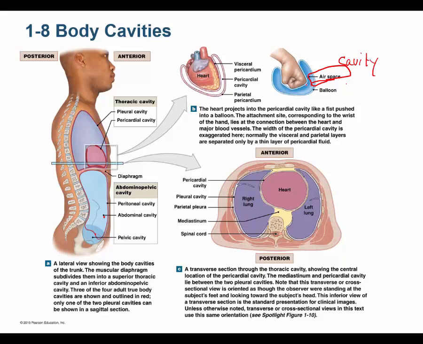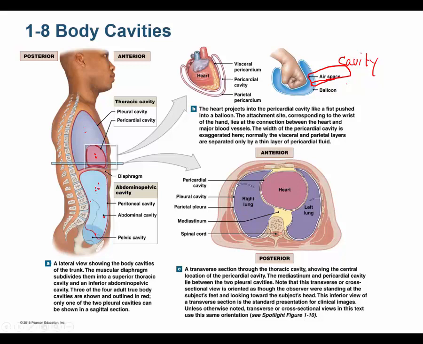Now, the fist is not really in the balloon. It's not really in the cavity. But the cavity certainly surrounds the fist. Likewise, my lungs aren't really in the pleural cavity, but the pleural cavity surrounds my lungs. My heart isn't really in the pericardial cavity, but my pericardial cavity surrounds my heart. Much of my viscera in my abdominal pelvic cavity, intestines, the stomach, and spleen, etc., isn't really in my peritoneal cavity, but the peritoneal cavity surrounds my viscera.